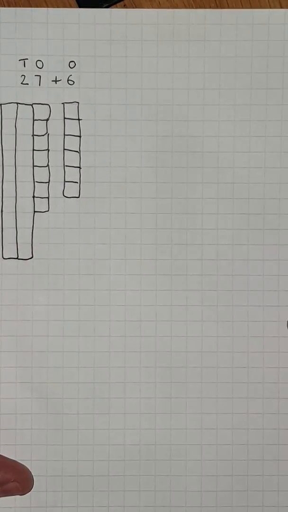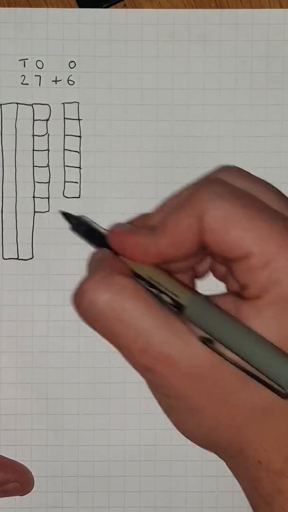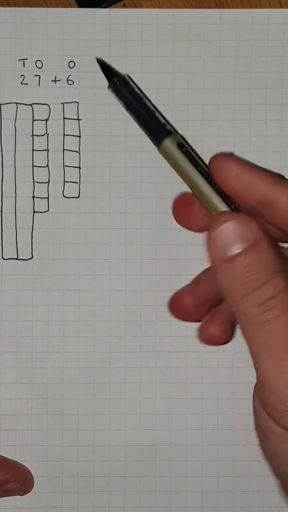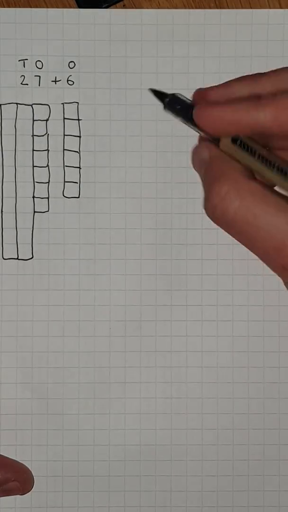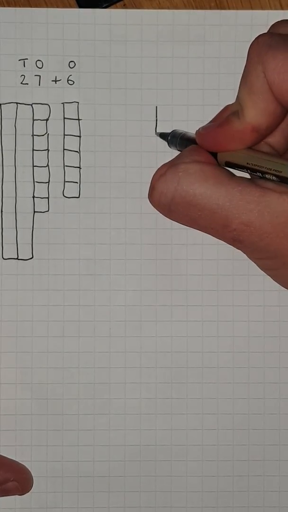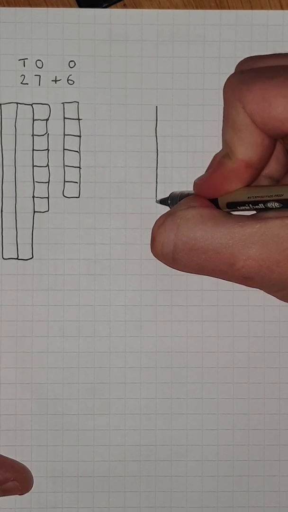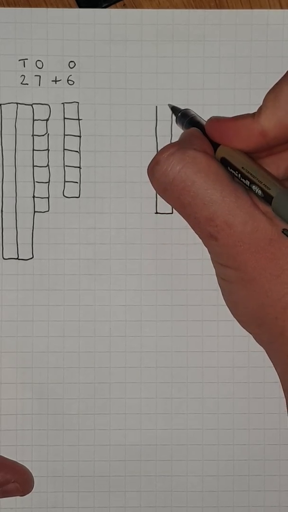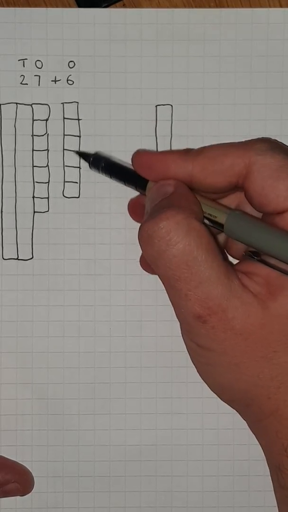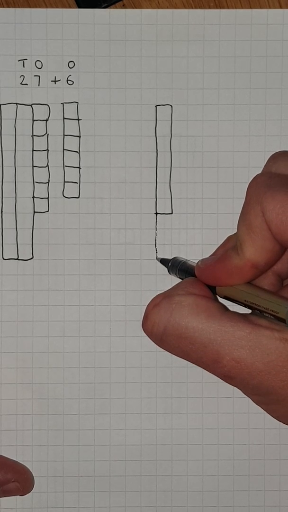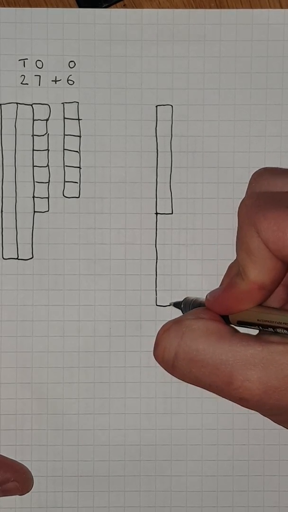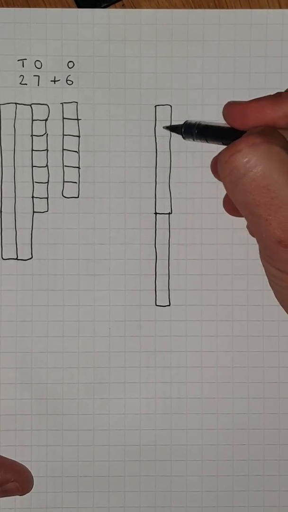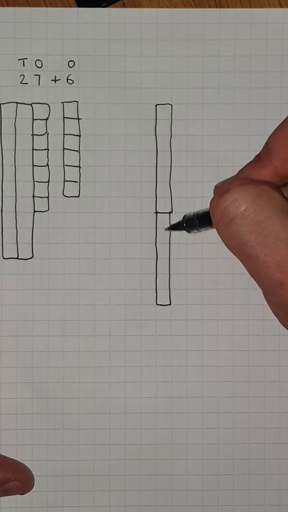And then we're going to combine the ones, and we're going to do that first. So the first thing we're going to do is combine those ones and see if we've got anything that we can exchange. So there's my 7 ones. And then I've got 1, 2, 3, 4, 5, 6 to add on like so. And then here we can count through 1, 2, 3, 4, 5, 6, 7, 8, 9, 10.